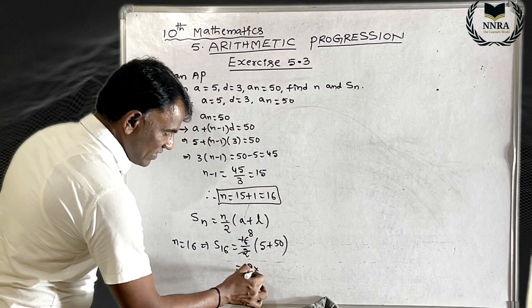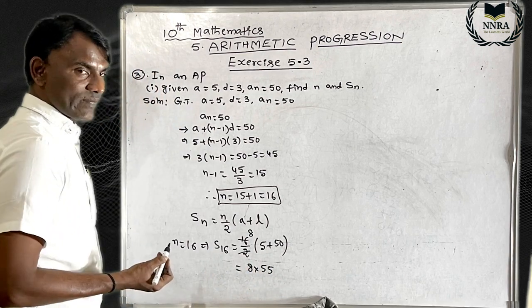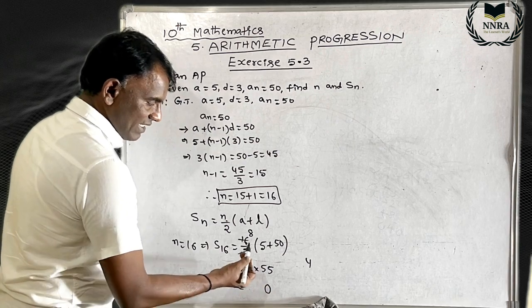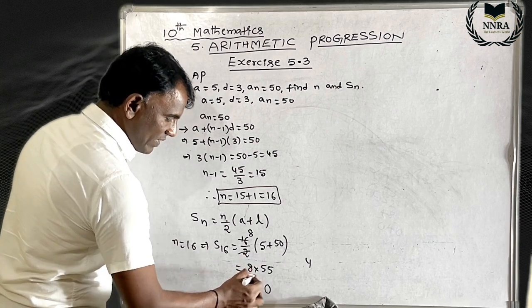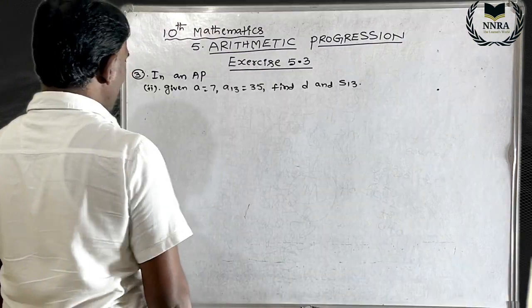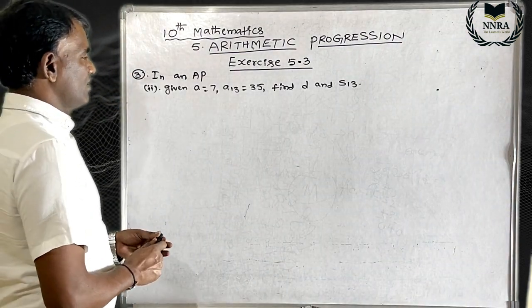Then 8 into how much is it? 55. So 8 5s are 40, right? And again 8 5s are 40. 40 plus 4 is 44. So the answer is 440.